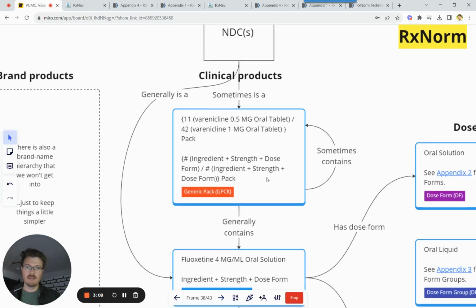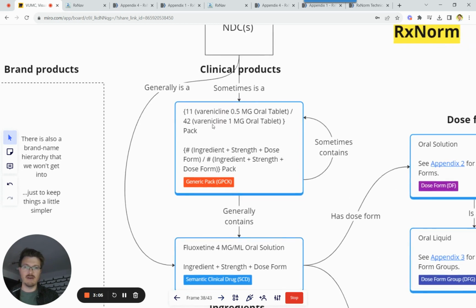Those clinical products can be a pack or a generic pack, which would be like birth control or things like that that have two different strengths of products in them. But more commonly, NDCs represent just a single product, which could have multiple ingredients or single ingredients, but it's a single product. So generally, the majority of the time, it's a single product. Sometimes it's a pack. The packs themselves contain SCDs or products, individual products. Sometimes there could be a pack within a pack. It gets kind of complicated. But for the most part, you can think about a pack as containing multiple individual products, and an individual product is just itself.